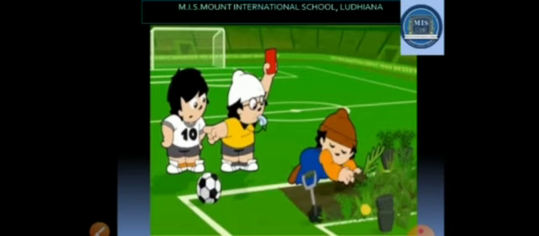Next, now the referee blows the whistle. Now, which type of energy is released when the referee blows his whistle? Sound energy. So, in this way, students, force and energy plays a very important role in day-to-day life. Let us have some more examples in order to understand it thoroughly.